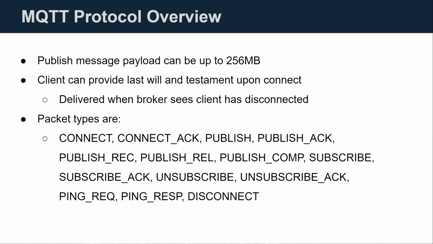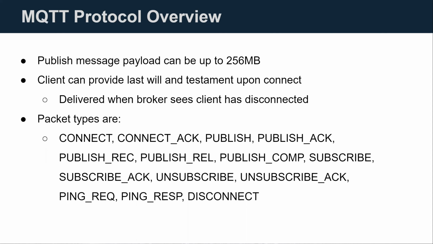The last will and testament allows other clients to be informed when devices have lost their connection to the broker. During a normal session, a client would disconnect, indicating an intentional, orderly shutdown. But if a broker loses the connection ungracefully, then the disconnected client can inform its peers using the last will and testament messages.